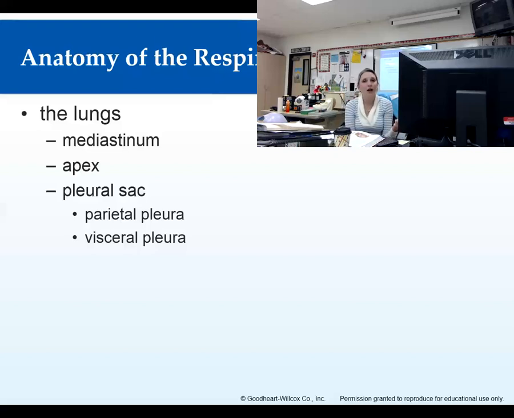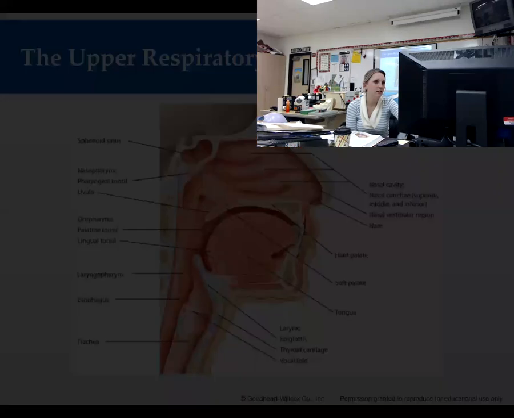Remember again that the right lung has 3 lobes, the left lung has 2 lobes. A lot of that is just that the left lung has to make room for the heart. There's more of the heart on the left side, so it has to make extra room for the heart to sit right there. Now, the diaphragm is a muscle, so know that as well. Other than that, I think that's it.